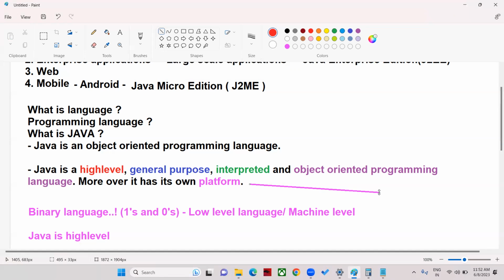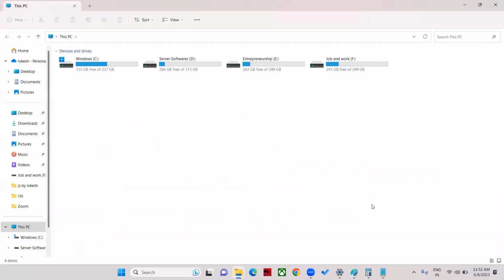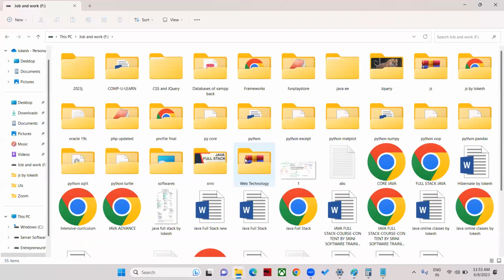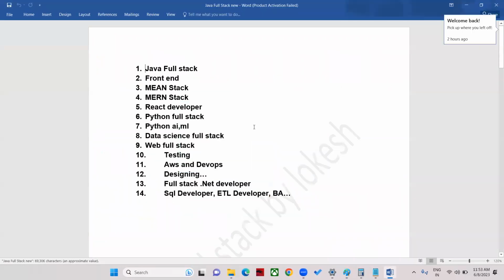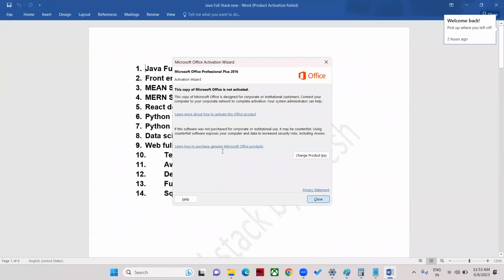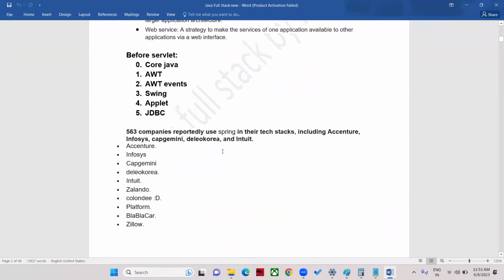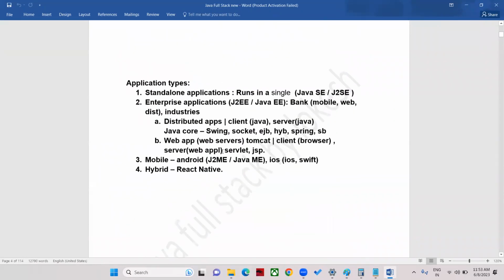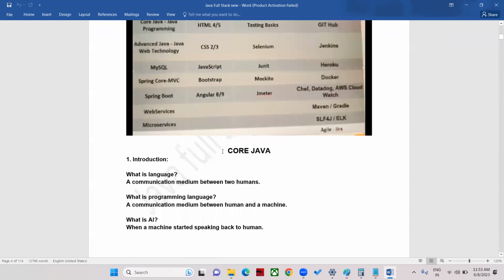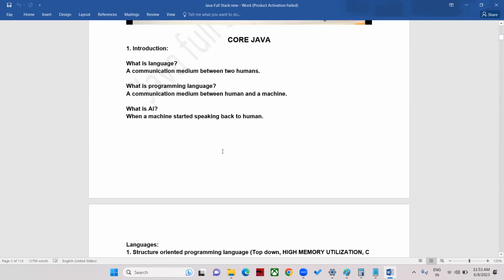Still you are starting from scratch to learn this programming language, so I will provide you the notes. Didn't I show you the material in Word and PDF? You need not put any pen on paper. I'll be completely providing you with this material. See this application types. Whatever we discuss, everything will be written there. I'm explaining the same material.